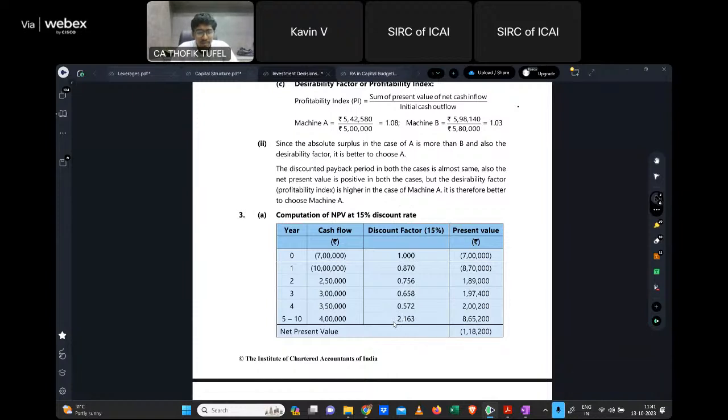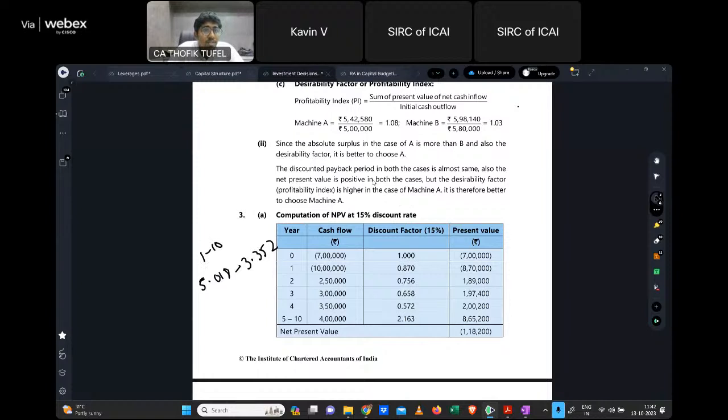1 divided by 1.15, 1, 2, 3, 4, 5, 6, 7, 8, 9, 10. You're getting 5.018, and then you have to reduce for 5 years. So 1 divided by 1.15, 1, 2, 3, 4, 5. You're getting minus 3.352. I'm really sorry.